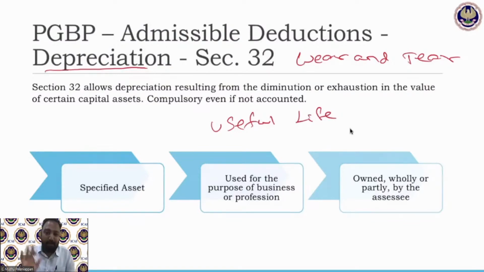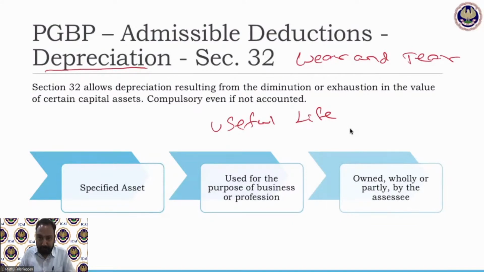And it is compulsory. You cannot say, I think my asset will never depreciate, I can use this asset for 120 years, so I'm not going to depreciate. That's not an option at all. It is compulsory even if it is not accounted. So income tax depreciation is compulsory even if it is not provided in the books of accounts. That's what you're calling depreciation.